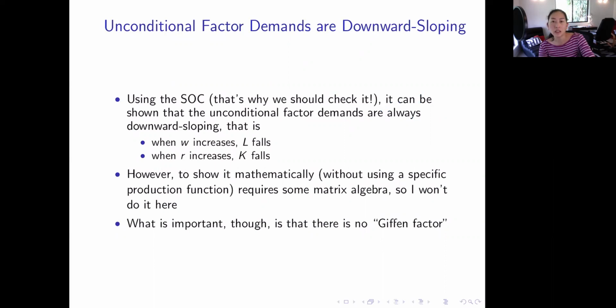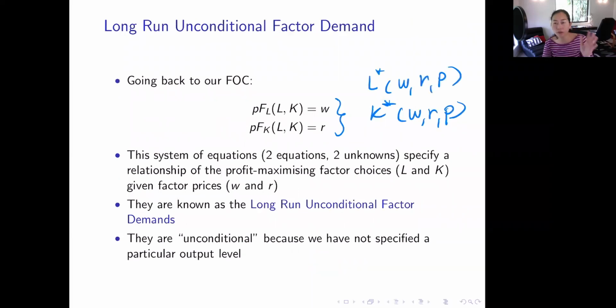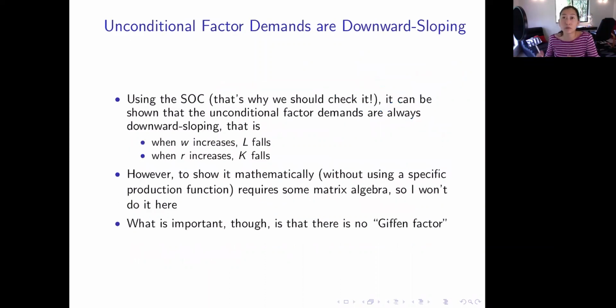So using the SOC, it can be shown that the unconditional factor demands are always downward sloping. So when W increases, L falls, and when R increases, K falls. To show it mathematically requires some matrix algebra, so I won't do it here. What you just need to know is that once you solve this system, given that the SOC is satisfied due to the law of diminishing marginal returns and also the own effect being bigger than the cross effect, then we will have the inverse relationship for the labor demand and the inverse relationship for the capital demand, which just follows the typical law of demand, but now this is a demand for input, whereas in the past we were talking about the demand for output. But we're not going to be showing it here.